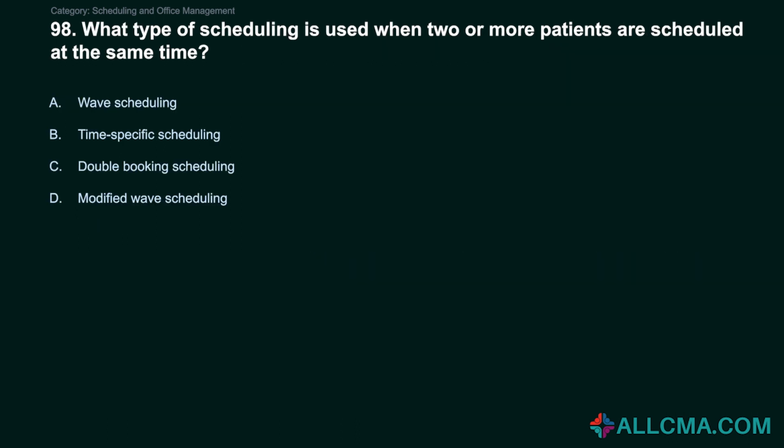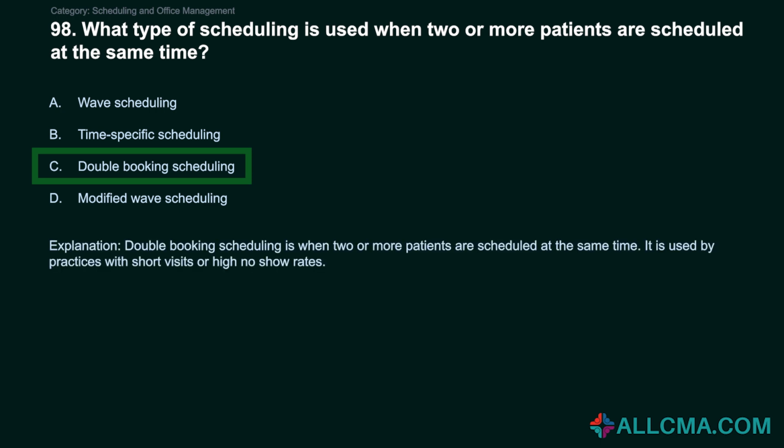98. What type of scheduling is used when 2 or more patients are scheduled at the same time? A. Wave scheduling. B. Time-specific scheduling. C. Double booking scheduling. D. Modified wave scheduling. Correct answer: C. Double booking scheduling. Double booking scheduling is when 2 or more patients are scheduled at the same time. It is used by practices with short visits or high no-show rates.